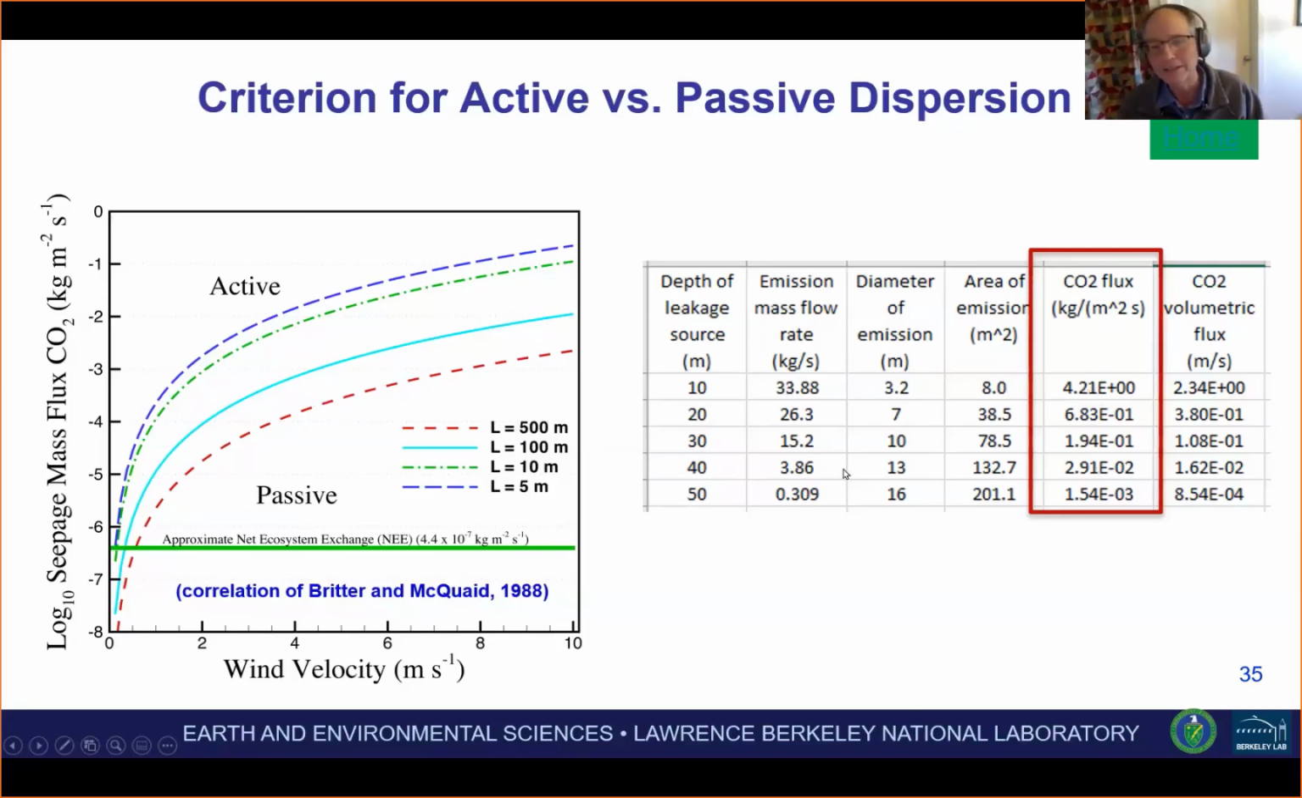Whereas when I get down to these deeper cases where I've got 0.03 for my flux, depending on the wind speed, and depending on the length scale, I may or may not have a dense gas dispersion case. So that's one result of this analysis so far: I'm often going to be in the dense gas dispersion case over the sea surface.